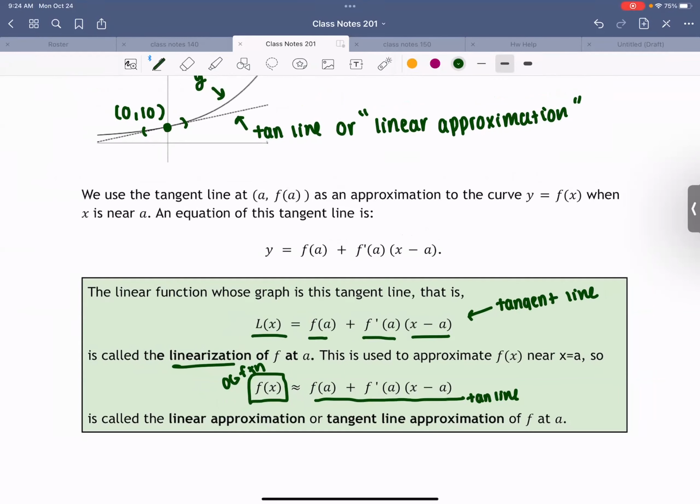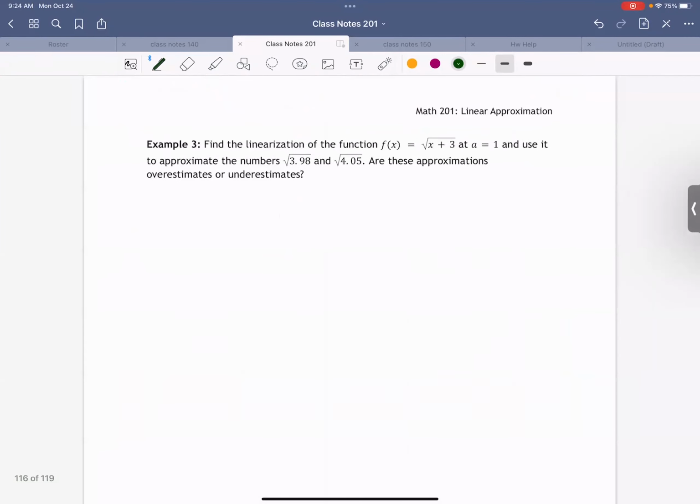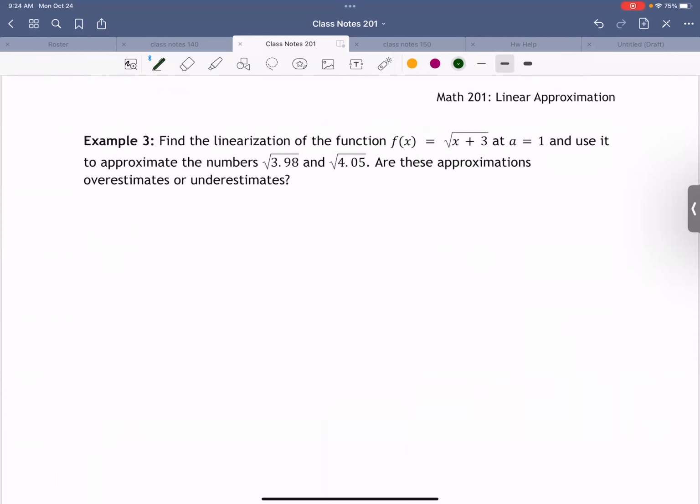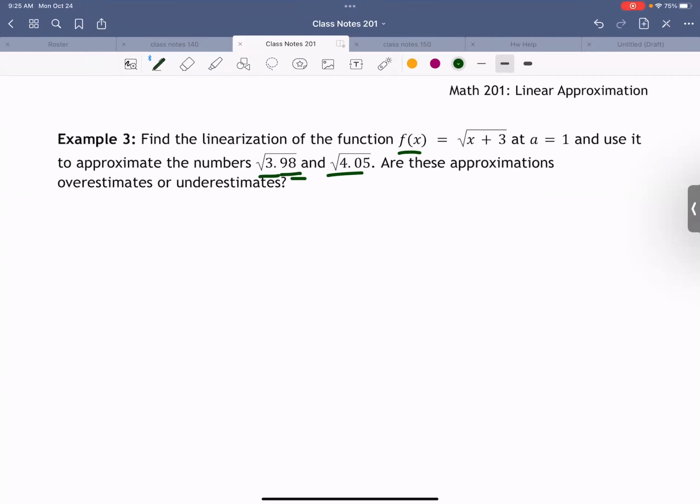All right. Let's go to the next page and see what types of questions we can be asked when we're dealing with this. So let's just go through example number 3 here. We want to find the linearization, which is just the tangent line equation of this function here at a equals 1. And we want to use this to approximate 2 numbers. So this question is asking us to approximate what these are without using our calculator. And we want to figure out if these are good estimates. We want to see if it's an overestimate or an underestimate.